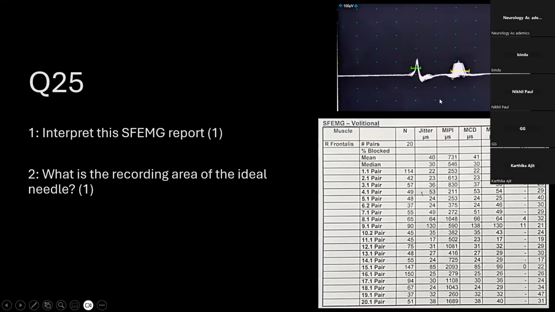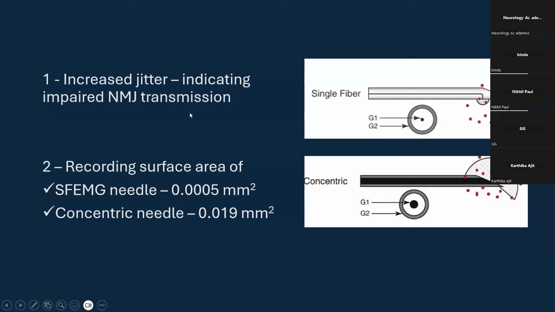Yes, interpret this SFEMG. Here you can see the SFEMG tracing. This is called jitter, and the same can be seen in the study SFEMG pair 9.1, where the jitter is 130 microseconds. This jitter indicates impaired neuromuscular junction transmission. It denotes the variation in transmission between two adjacent muscle fibers supplied by the same axon.